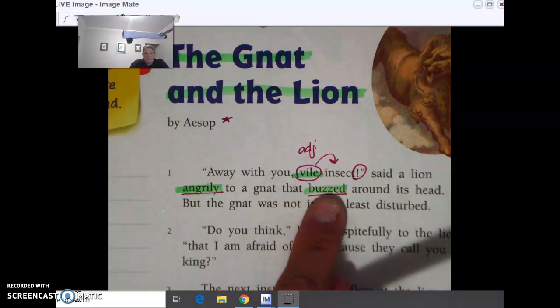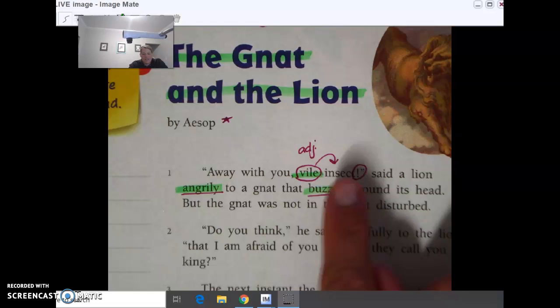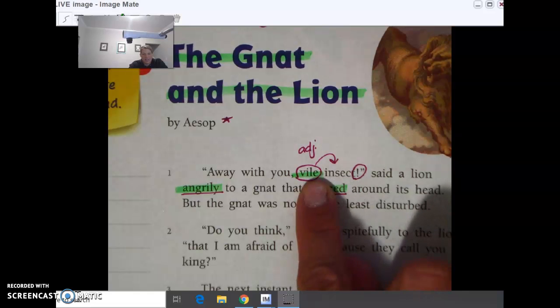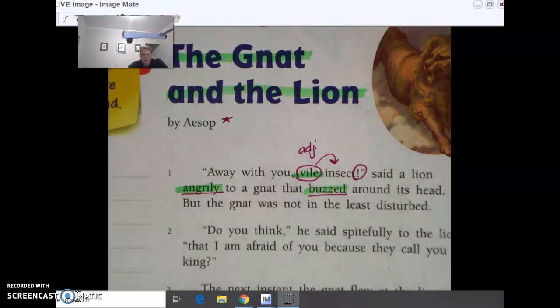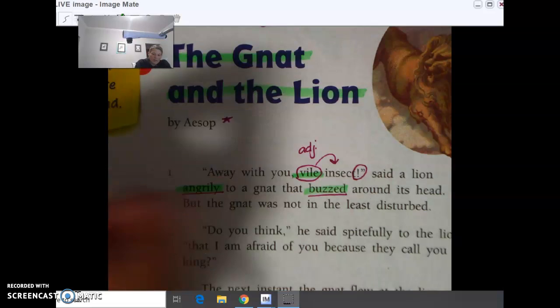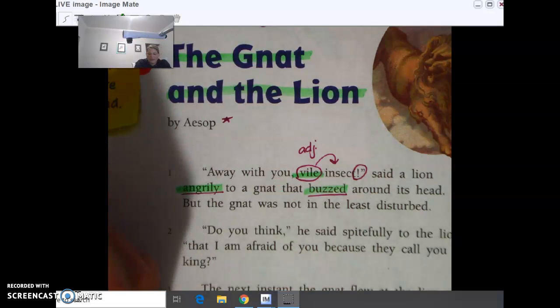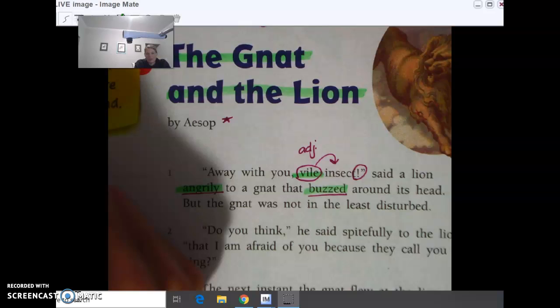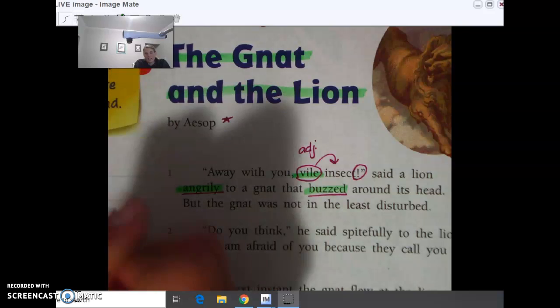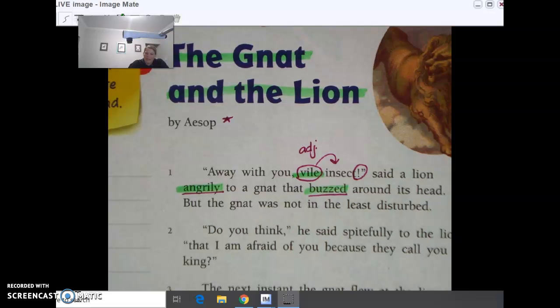And the gnat is buzzing around his head. So I want you to think real quick. What do you think he's describing this insect as being when he says vile? He's angry when he says it. The insect's buzzing around his head, and he's calling him vile. I'm going to put mine out to the side, and we'll talk about it in class. I don't want you to see what I write. Write your definition to the side, what you think it means. I wrote mine.